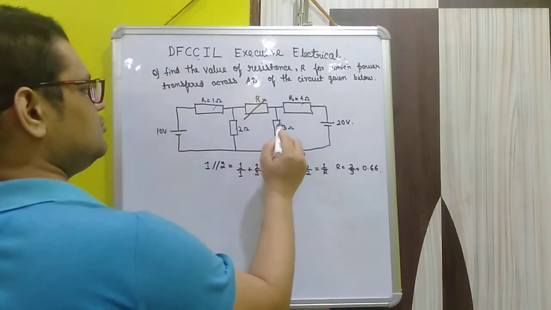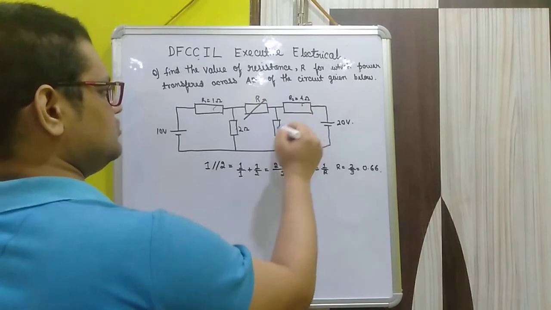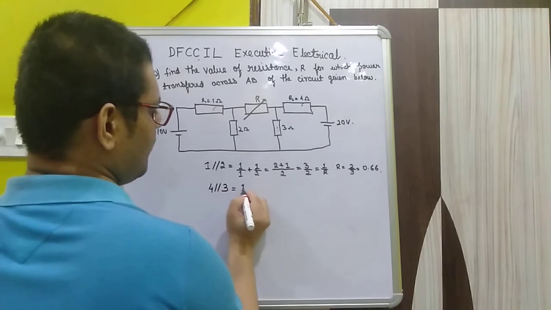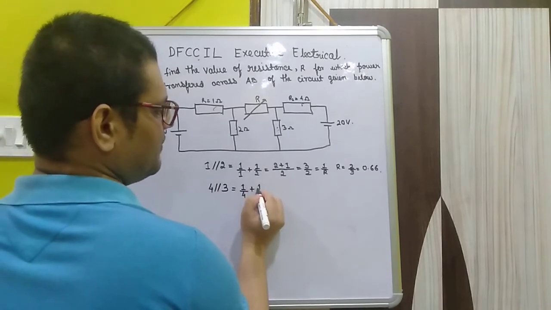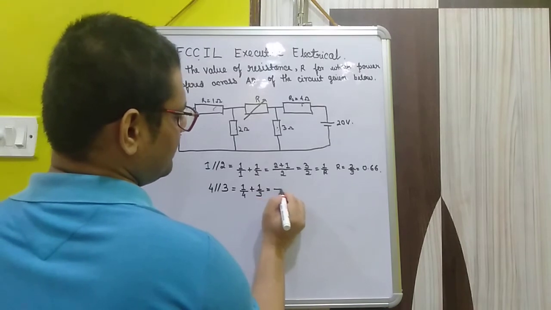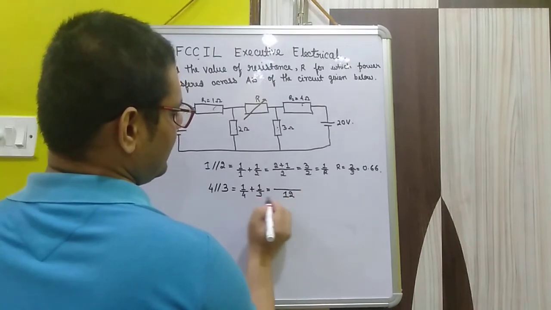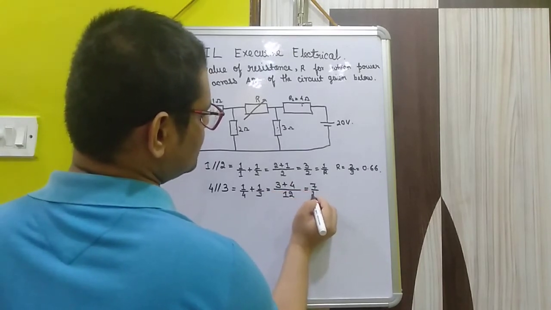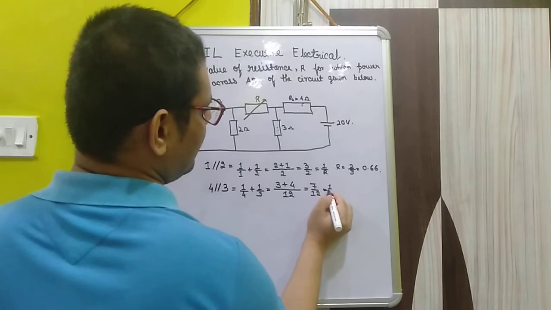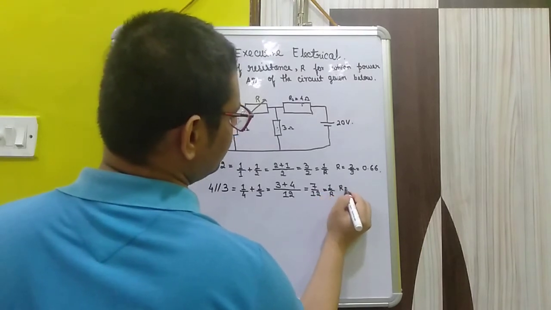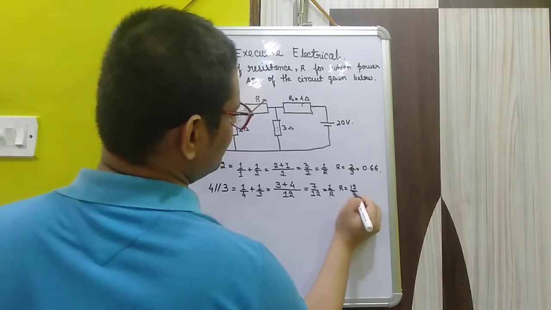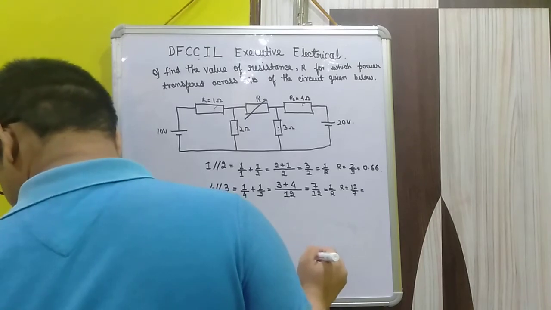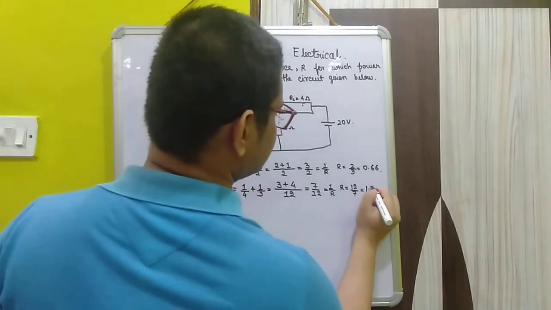Now we take 4 parallel to 3. So 1 by R is 1 by 4 plus 1 by 3. We take the LCM of these two, that is 12, and this is 3 plus 4, that is 7 by 12. So 7 by 12 is 1 by R, and the R value will be 12 by 7. If we divide 12 by 7, the answer is 1.71.